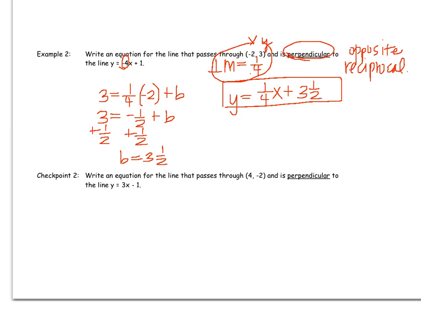However, I would love, instead of this mixed fraction, to turn this into a single fraction. So 1/4 x plus, instead of 3.5, go back to here: 3 is the same thing as 6/2, and you'll notice they used a denominator of 2 because the 1/2 is a 2. So 6/2 plus 1/2 equals 7/2.